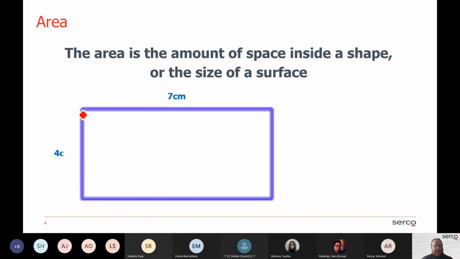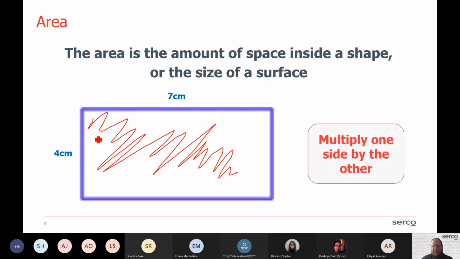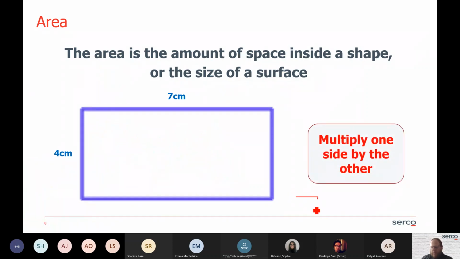So if we have our shape again, 7 by 4, then we need to know what is this gap in here. Can anybody tell me in the chat how you work that out? So previously we added 7, add 4, add 7, add 4. Any idea what we do? Spot on, lots of people saying already. You multiply one side by the other. So if we just do 7 times 4 would give us 28.